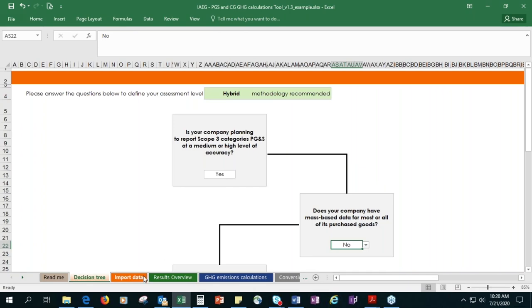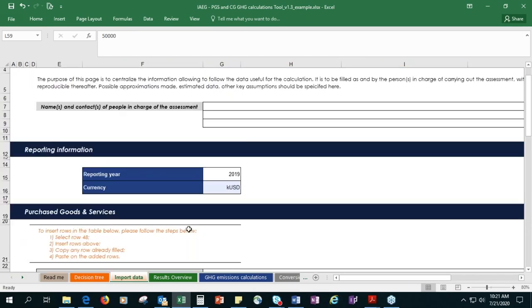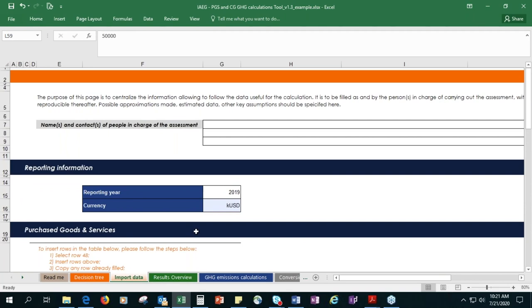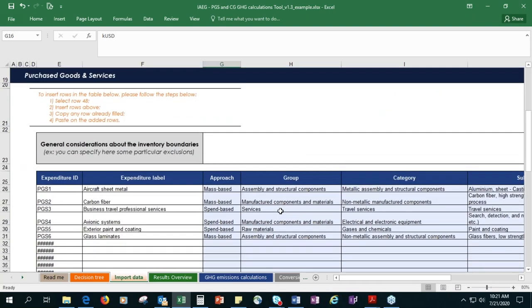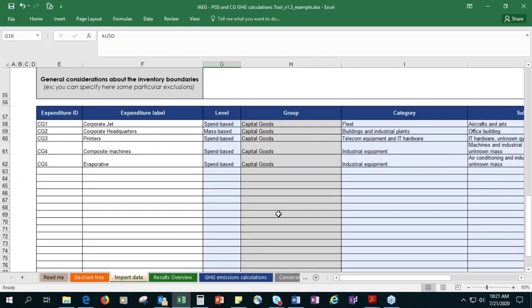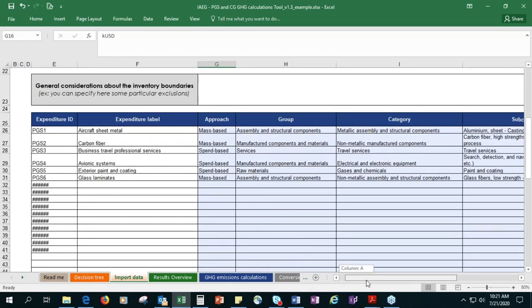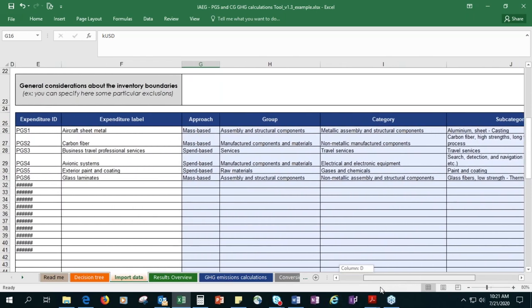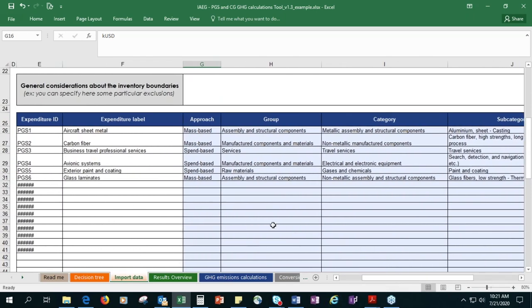You can move on then to the import data sheet, which is where most of the effort will be spent. The first thing you want to select is the reporting year. For this year, we would select 2019. Particularly if you're using the spend-based approach, you'll want to make sure you select either dollars or euros. And then you'll move on to these two tables. We have essentially the same table for purchased goods and services, as well as capital goods. I've got some examples pre-populated here, but I'll walk you through how you generate each one of these using the category groupings that Rick showed.